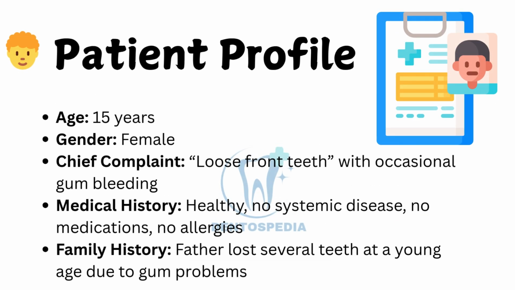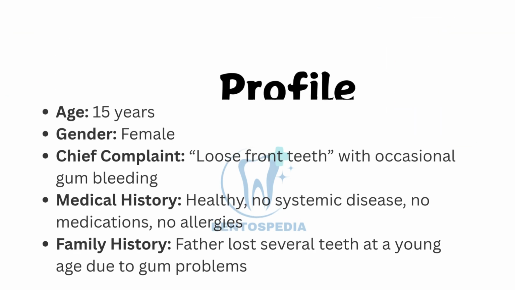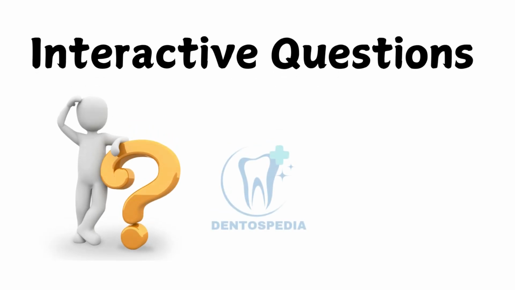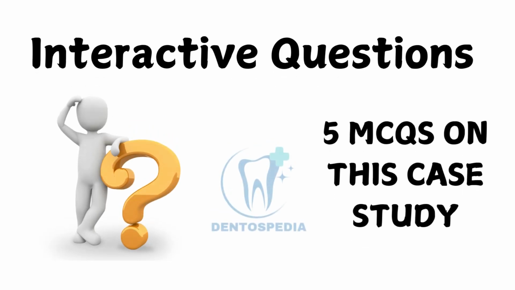Let's have a quick breakdown of the patient's profile: age, gender, chief complaint, and medical history. Sarah shows localized gum inflammation around molars and incisors, with minimal plaque but deep 6 to 7 mm pockets and slight mobility. Radiographs confirm arc-shaped bone loss in these teeth, and microbiology often reveals Aggregatibacter actinomycetemcomitans. Routine blood tests are normal, though neutrophil testing may be considered. Now that we've reviewed the case history, findings, and investigations, let's test ourselves with some interactive questions.